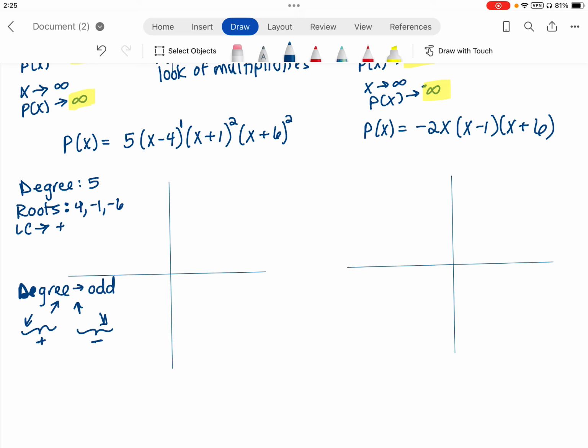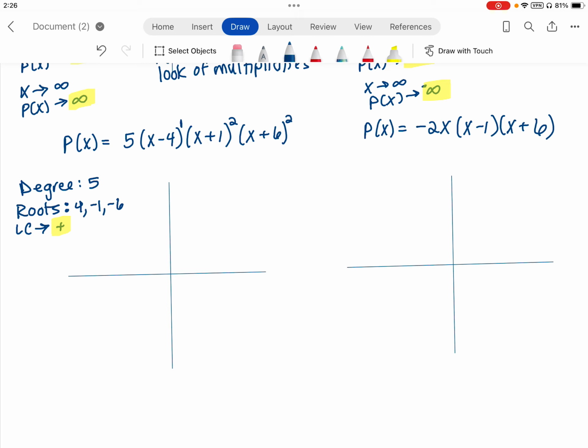So my leading coefficient is positive, all right? So positive, I have a positive 5. So we're going to have this situation here where it's down on the left and then up on the right, okay? So let me get some of this out of here. All right, so I'm going to have to erase some of this so I have room to graph, all right?